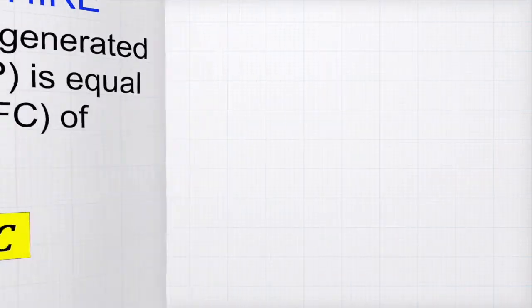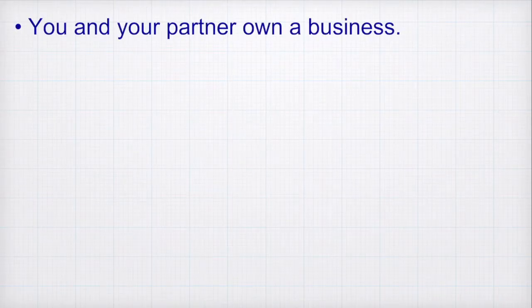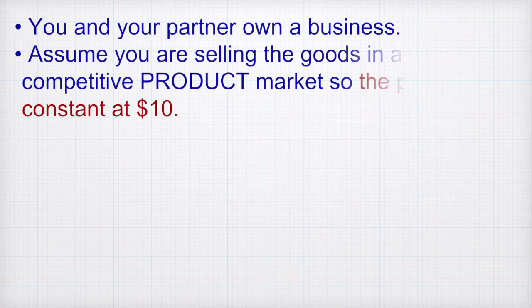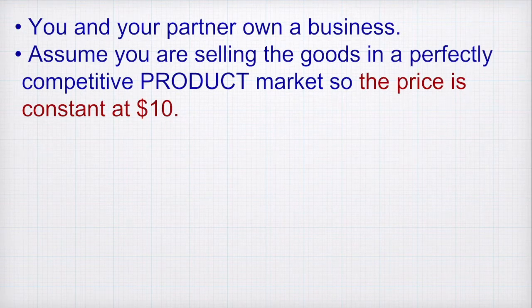Okay. So let's do a simplified example of this, and you don't need to write this part down. So let's say you're operating a business, and let's assume we're going to simplify things a little here. Let's say that you're selling your goods in a perfectly competitive product market, which means that the price is constant. So let's say your product price is $10. You can sell as many units as you want at $10.